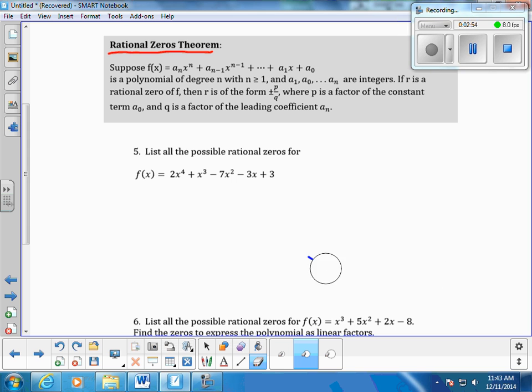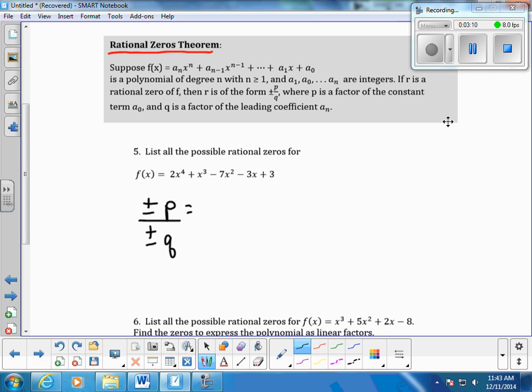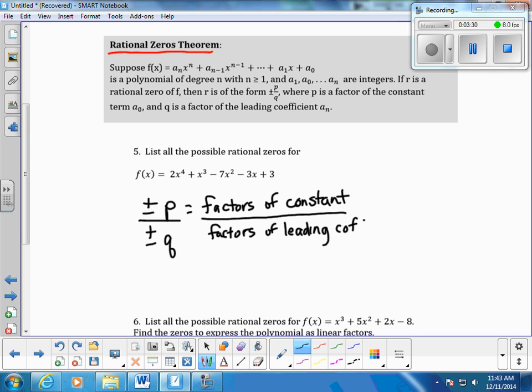Okay, now let's see if we can clear that up algebraically. It says plus or minus p over q. P is the factors of the constant term. So we have plus or minus p over q, where p is going to be the factors of the constant term, and q is going to be factors of the leading coefficient.